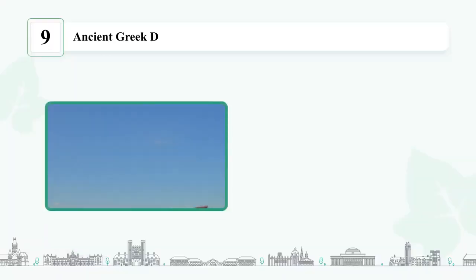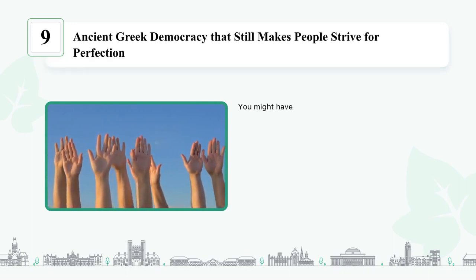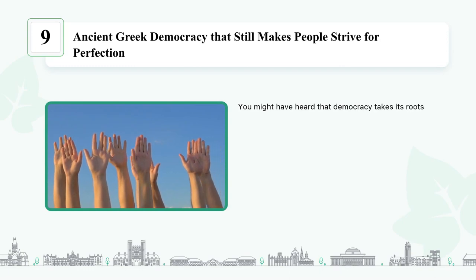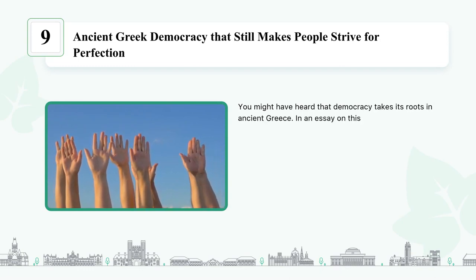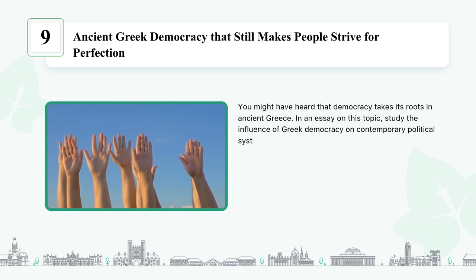Ancient Greek democracy that still makes people strive for perfection. You might have heard that democracy takes its roots in ancient Greece. In an essay on this topic, study the influence of Greek democracy on contemporary political systems and ideals.